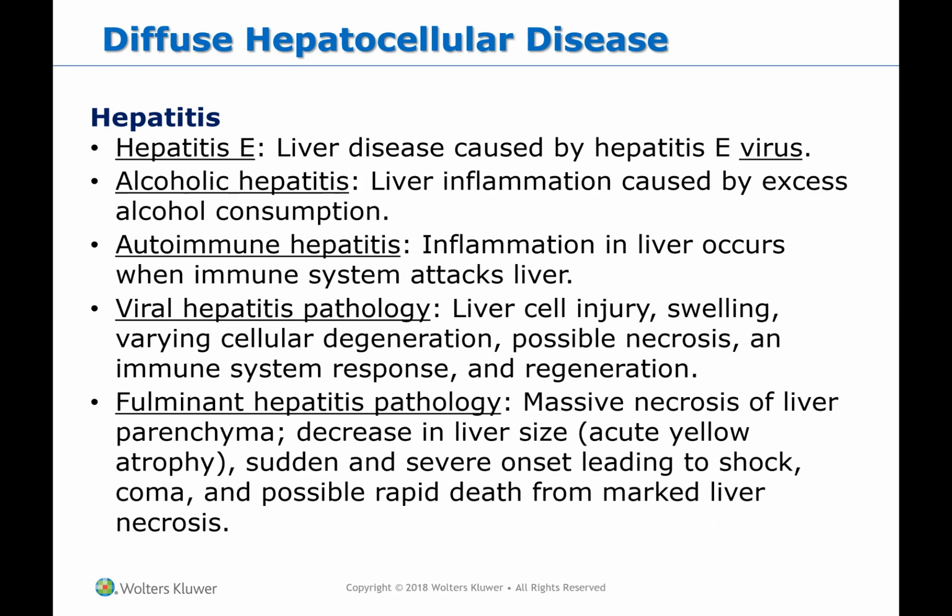Alcoholic hepatitis is liver inflammation caused by excessive alcohol consumption. And it goes on and on. Autoimmune hepatitis is inflammation of the liver that occurs when the immune system attacks the liver. So there's a lot of things that can make your liver inflamed.